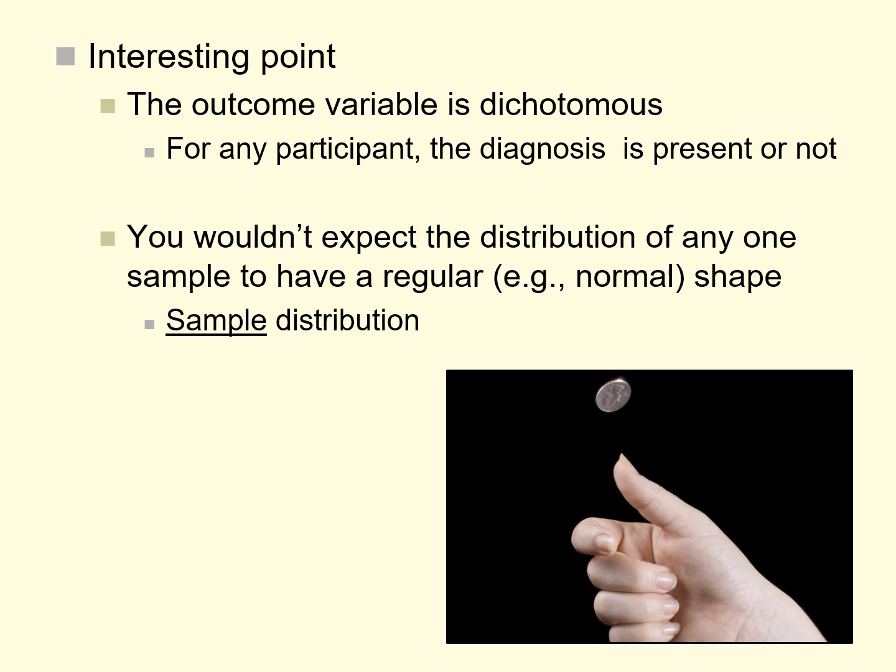Now there's an interesting point here. In our simulation, the outcome variable is dichotomous. Again, for any one participant, the diagnosis is either present or it's not. So dichotomous variable. And if we made a distribution of values for a sample, that is one set of 4 flips or 8 flips or whatever, we wouldn't expect that distribution to have a regular shape, like a normal shape.